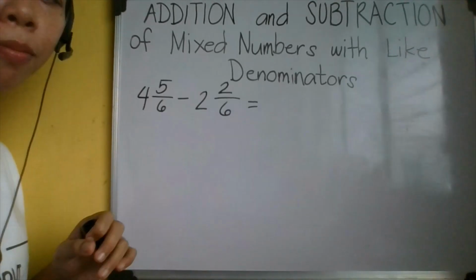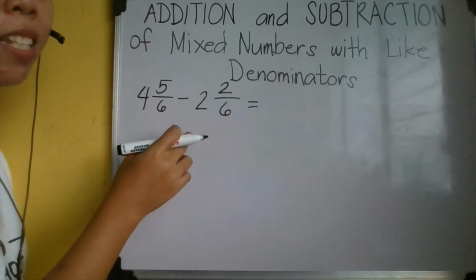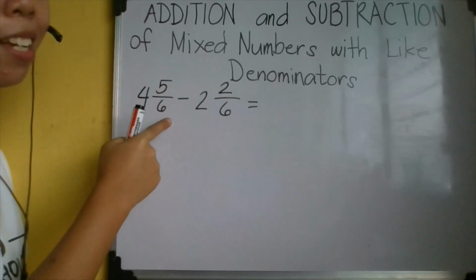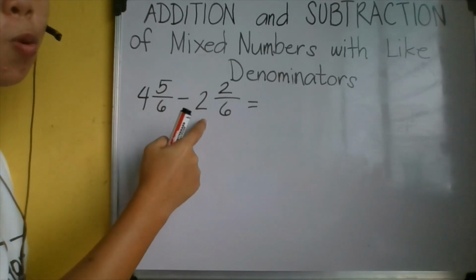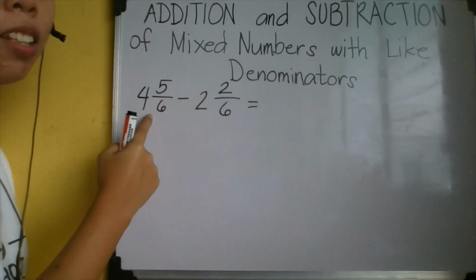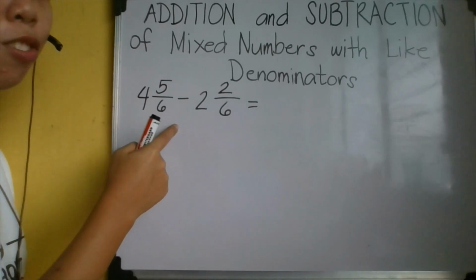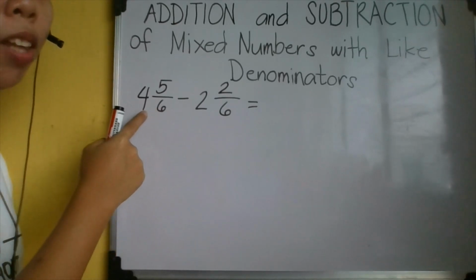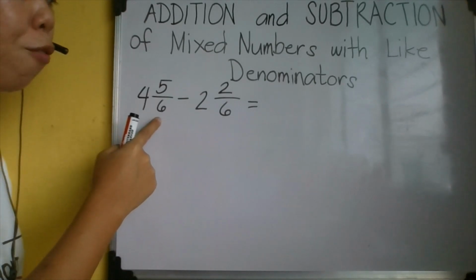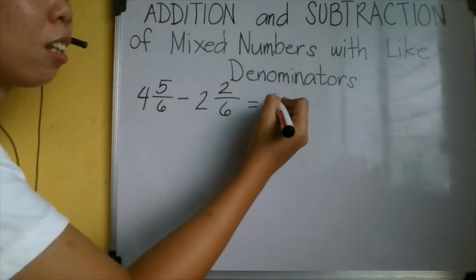Okay, now let us subtract mixed numbers having the same denominator. So, 4 and 5/6 minus 2 and 2/6. First method, let us change the mixed number to an improper fraction first. So, multiply the whole number by the denominator. 4 times 6, we have 24. Add the numerator, plus 5, we have 29/6.